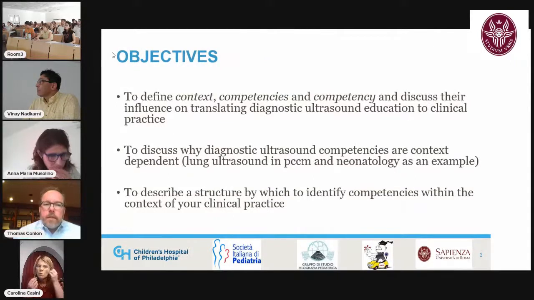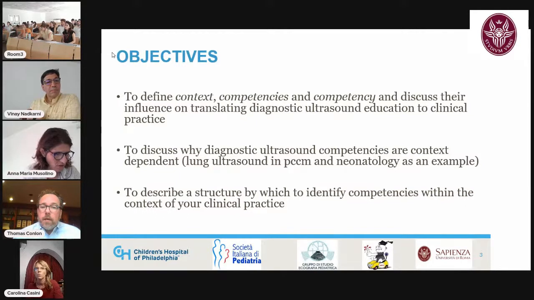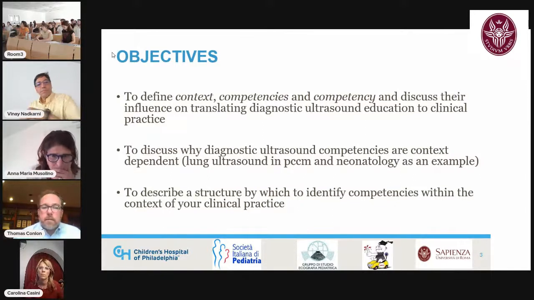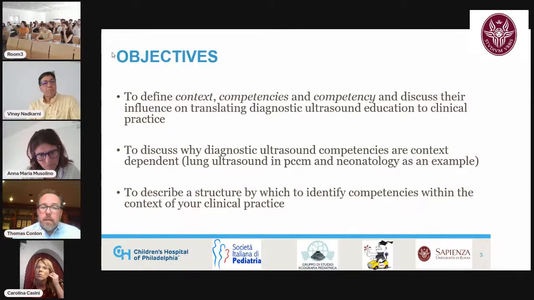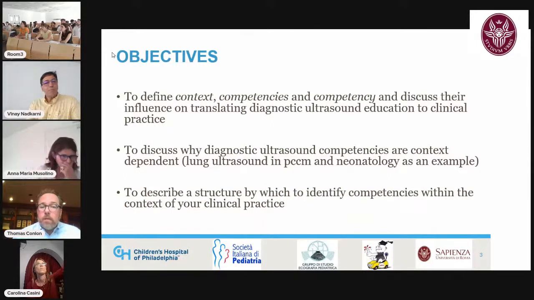So the objectives of this talk are to define the context of where we practice medicine individually and as a group, and to understand competencies or the applications of diagnostic point-of-care ultrasound and our own competency in how we perform diagnostic ultrasound, and to discuss how those three things really influence each other in translating education to our clinical practice. I'm going to also discuss why diagnostic ultrasound competencies or applications are really context dependent. It really is dependent upon where you practice and what type of medicine you practice to define what it is that you do in the clinical setting.